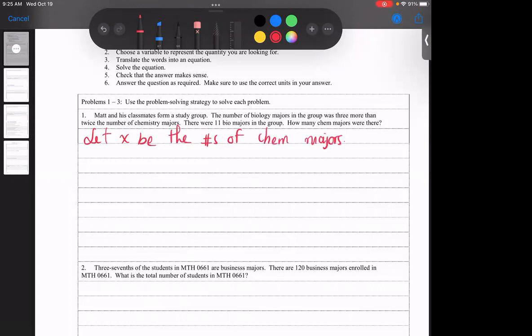Such a cool major. Chemistry is very cool. A lot of job market too.